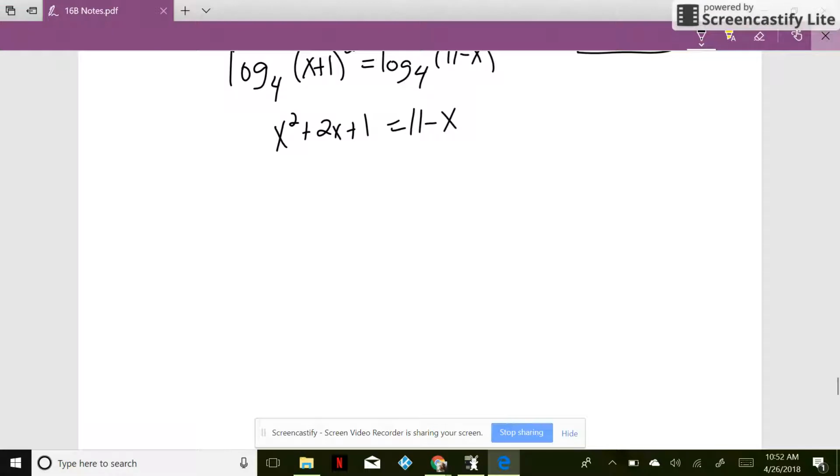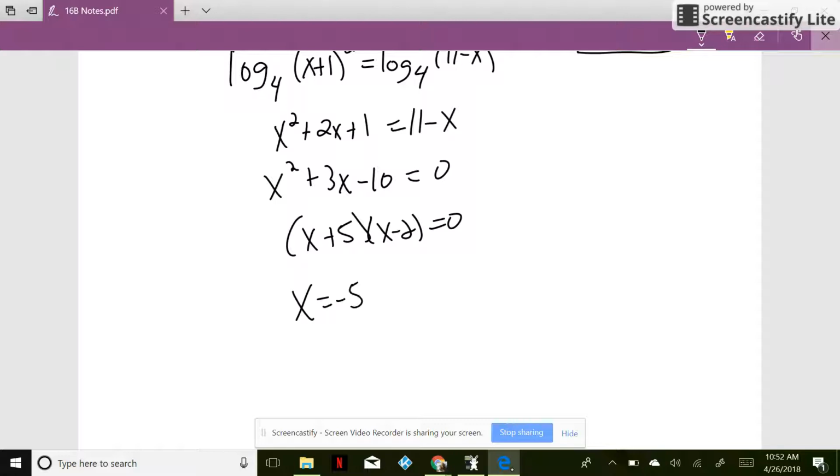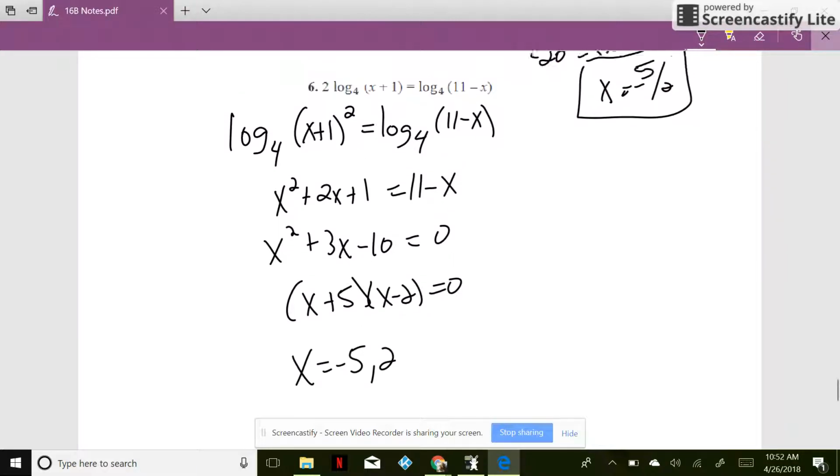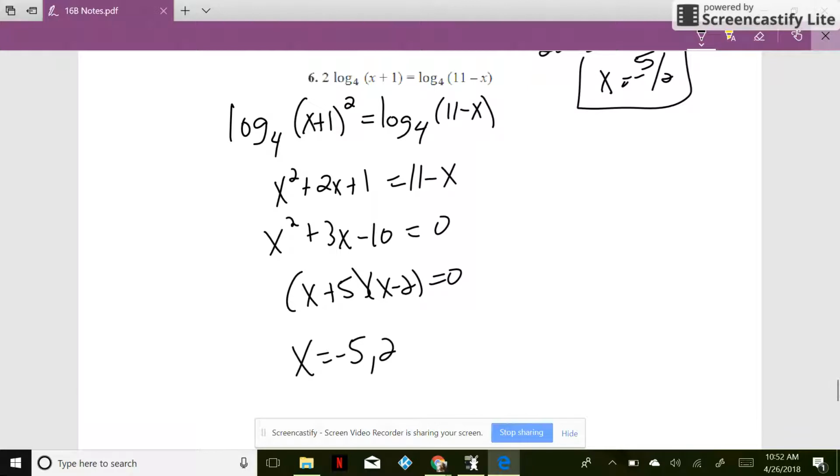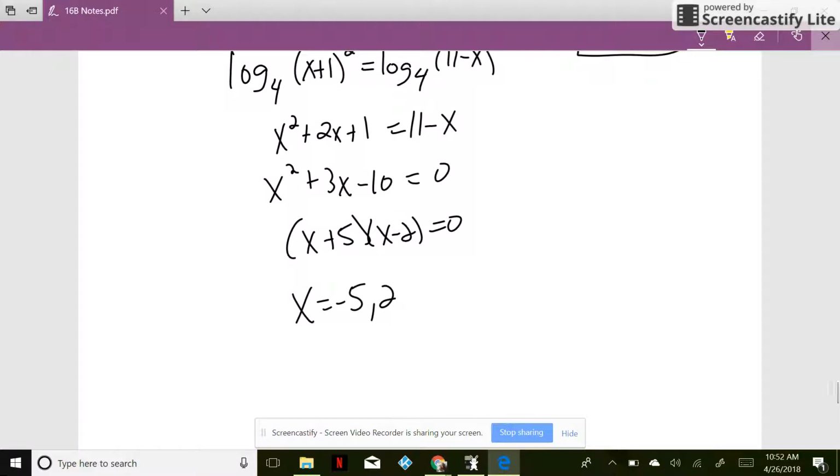So now we've got a quadratic. We're going to move everything over and then factor. So this becomes x plus 5, x minus 2 to get us solutions of negative 5 and positive 2. So looking at plugging this back in, we want to check that negative 5 answer. If we do negative 5 plus 1, we get a negative 4. So that means we're going to have to toss out that solution. We only have the one solution of x equals 2.